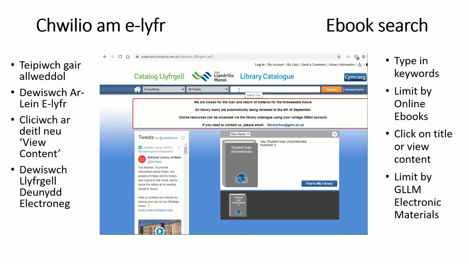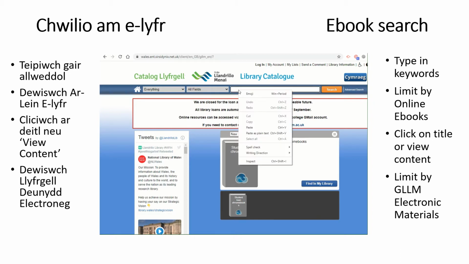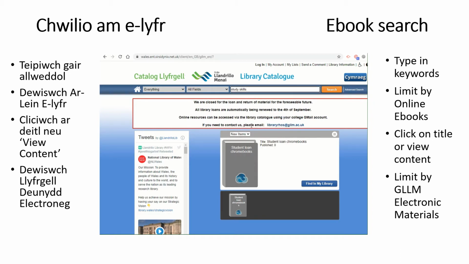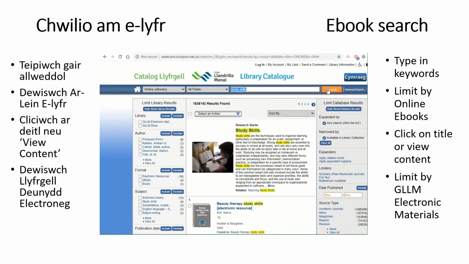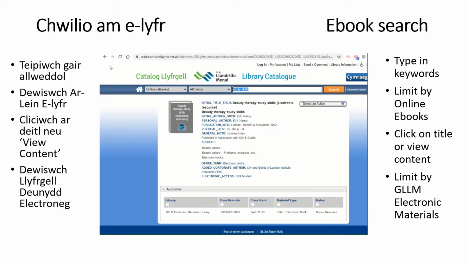So go to the search box at the top of your screen and type in your keywords. Then on the left of the screen, choose the Everything drop-down menu and select Online eBooks, and then click Search again. This will change the search results in the middle of the screen to electronic books only. It'll be a mix of ebooks ordered by the campus library and items preloaded from other databases. Click on any of the items to view content to access the book.